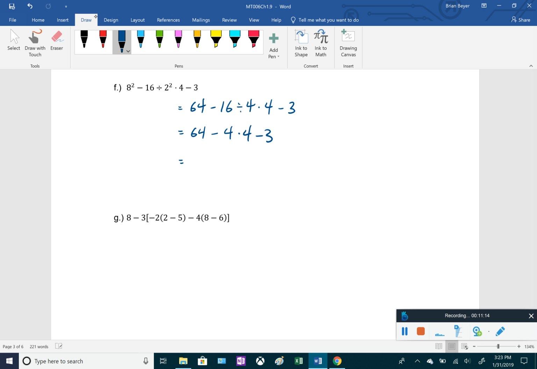Now we have to do that last multiplication. 4 times 4, we get 16. And now we have subtraction only left, so we're just going to subtract left to right. So 64 minus the 16 is going to give us 48. Minus 3, 48 minus 3 is 45.